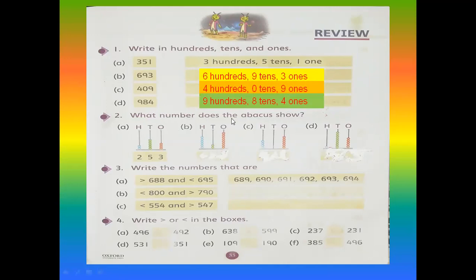What number does the abacus show? Look at this one. This is hundreds, this is tens, this is ones. So look at this one, count how many beads here. 1, 2, right? 2. How many beads? 1, 2, 3, 4, 5, right? 3. How many? This is 1, 2, 3. Okay, B part. Look at this one. 1, 2, 3, 4, 5, 6. This is 1, 2, and this is 1, 2, 3, 4, 5, 6, 7, 8.